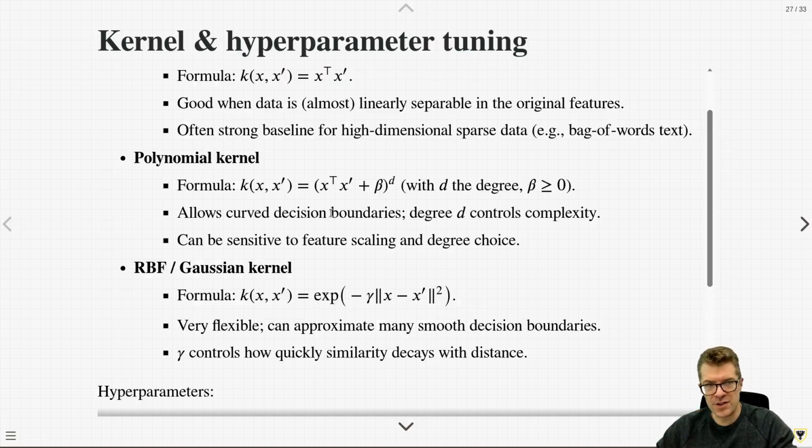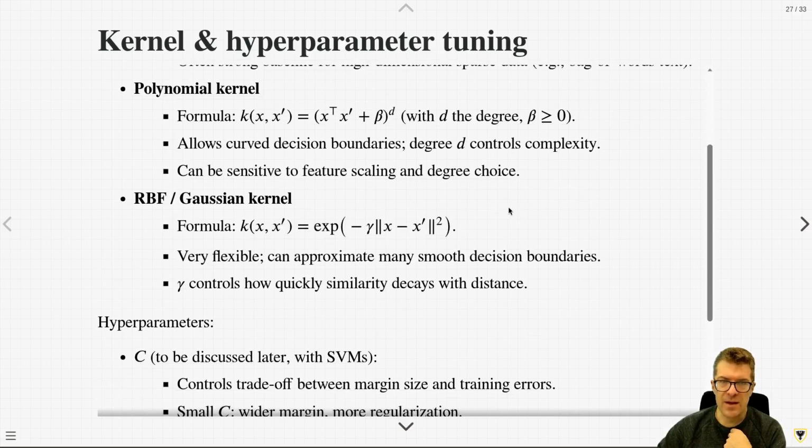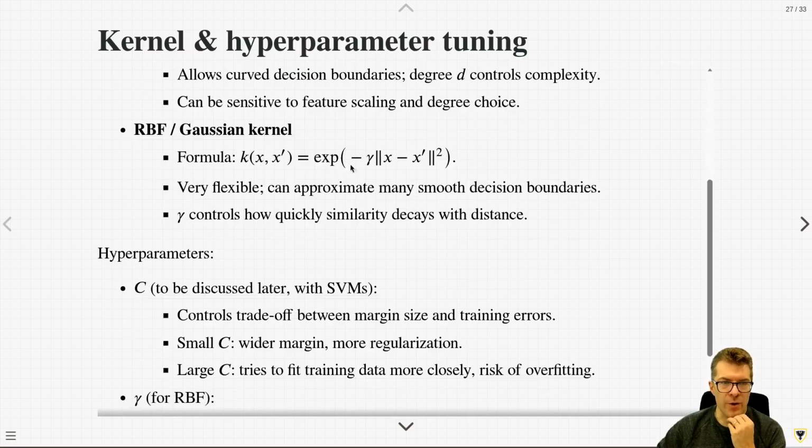This will allow curved decision boundaries, and degree D will control complexity, like we saw before, but this can be sensitive to feature scaling. So again, you can try a standard scaling and without standard scaling. And like we saw with good old regression, D can have a huge effect on your evaluation. And then the RBF kernel, we saw this before, it's somewhat of a simplified version of the actual Gaussian function. It's the exponent of minus gamma times the squared difference. This is very flexible. It can approximate lots of smooth decision boundaries, and usually just throwing in an RBF blindly will get you decent results.